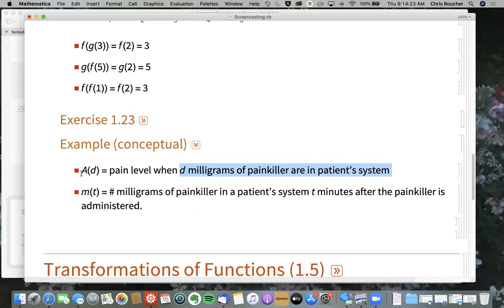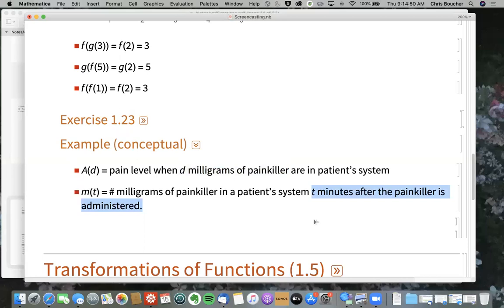That's the input to the function. The output of the function is pain level, right? So usually pain level is measured by asking a patient to rank their pain on a scale of 1 to 10 or something like that. And then I have this other function m of t. So here, notice the input variable is t. What does t measure? t measures the number of minutes since the painkiller has been administered, right?